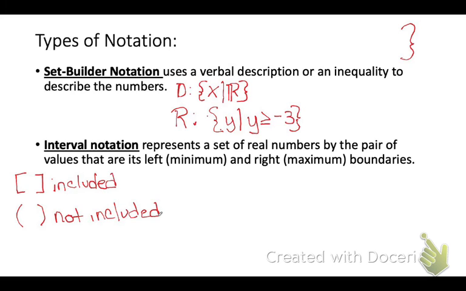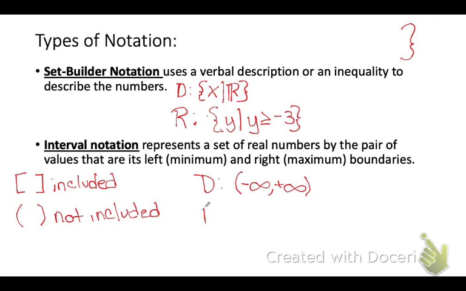So the domain would be parenthesis, negative infinity, comma, positive infinity, parenthesis. That means all real numbers. Means everything. Make sense?